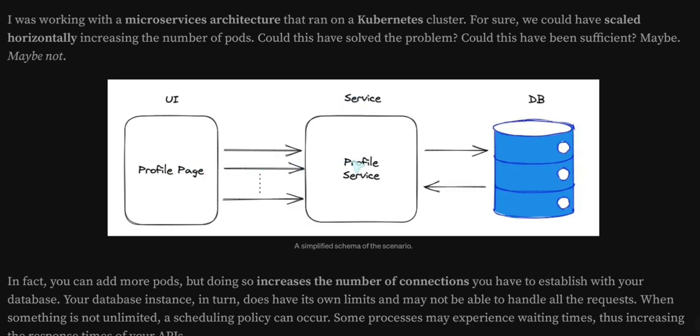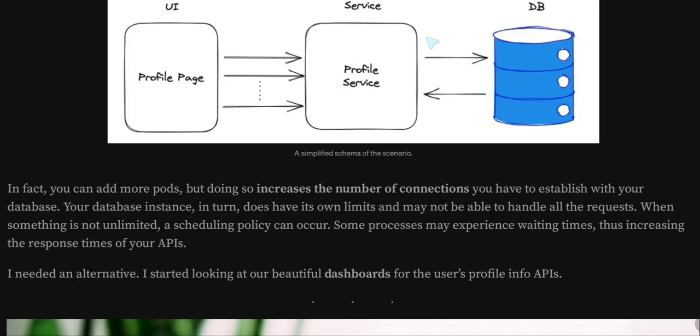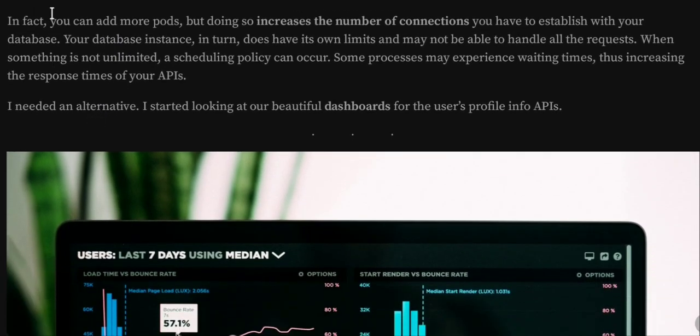So the UI, the profile page, is calling the service, the profile service, which is contacting the DB. We see here multiple points of latency. The DB could be slow. If the DB is not in the same region as the service, this could also be a reason. So the communication manner with the DB, the number of connections, there are a lot of causes. In fact, you can add more pods, but doing so increases the number of connections you have to establish with your database. Your database instance, in turn, has its own limits and may not be able to handle all the requests. When something is not unlimited, a scheduling policy can occur. Some processes may experience waiting times, thus increasing the response times of your API.